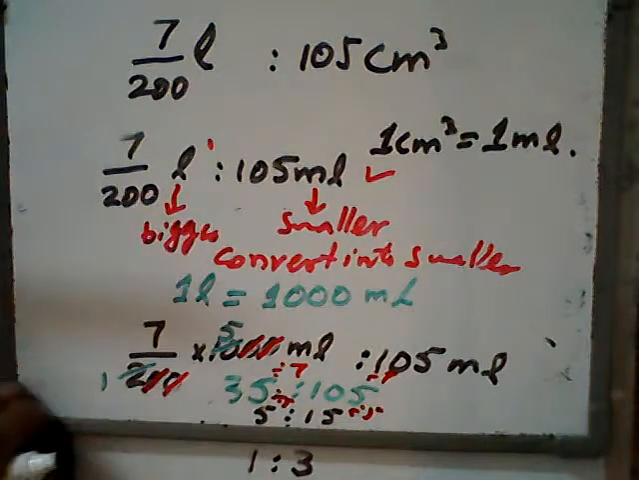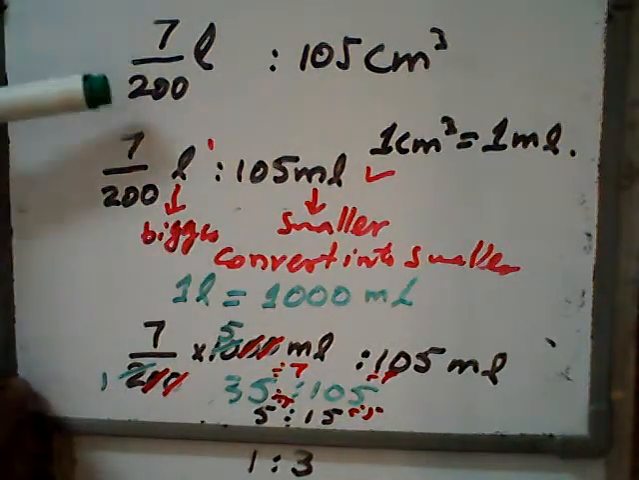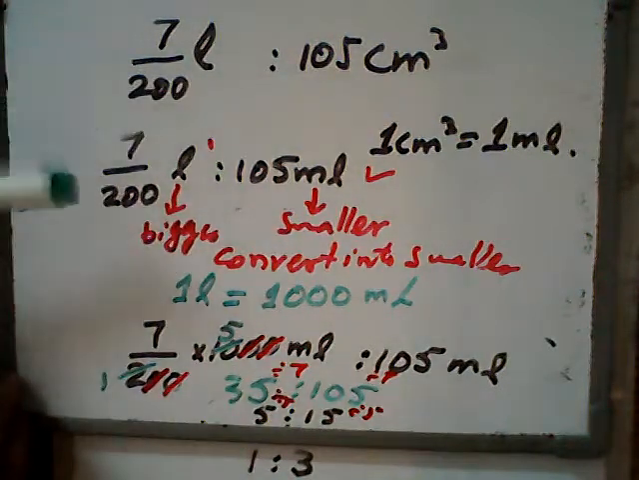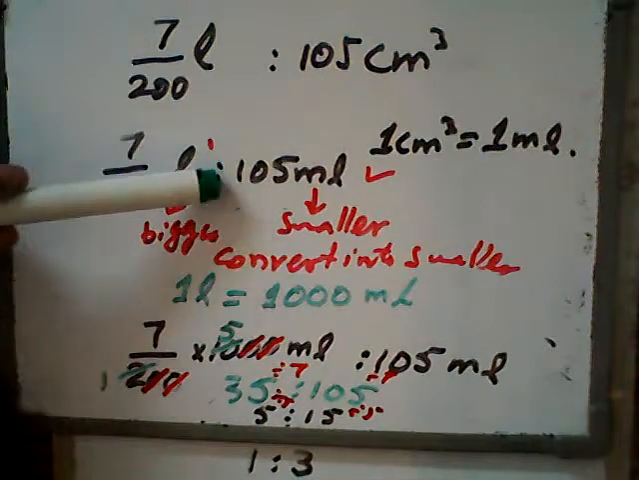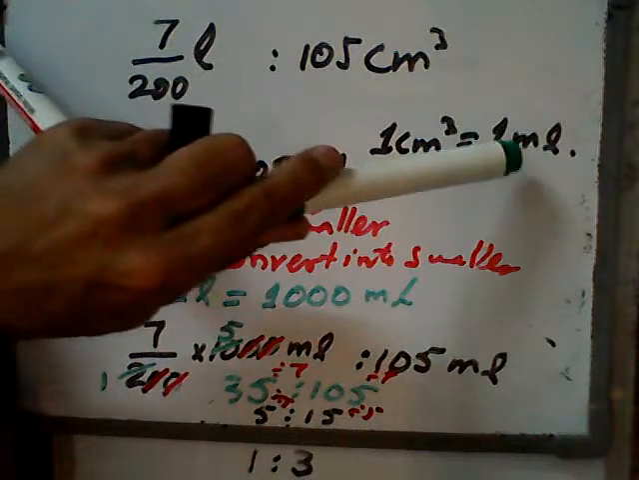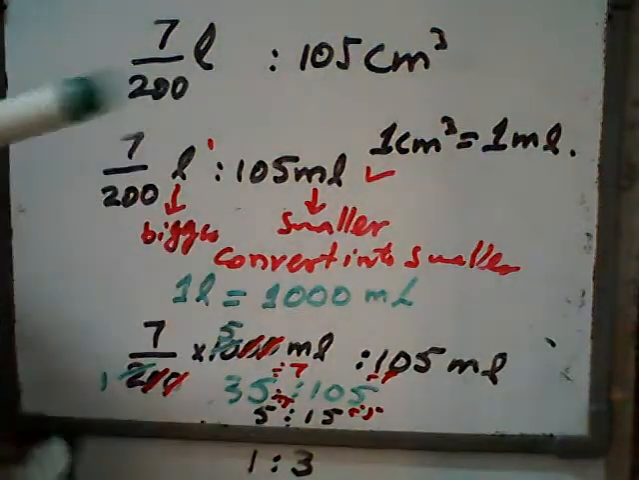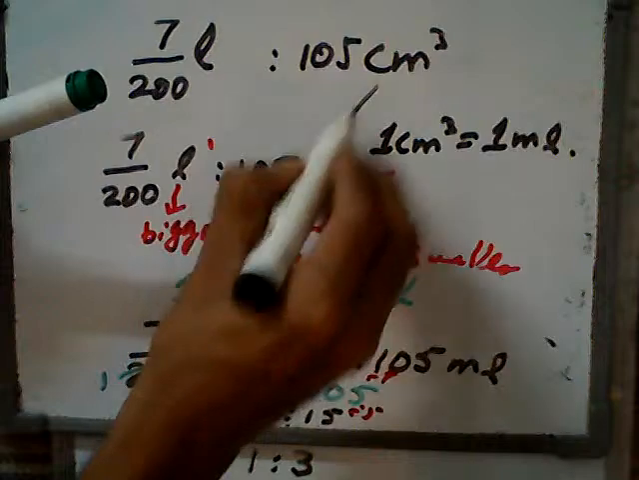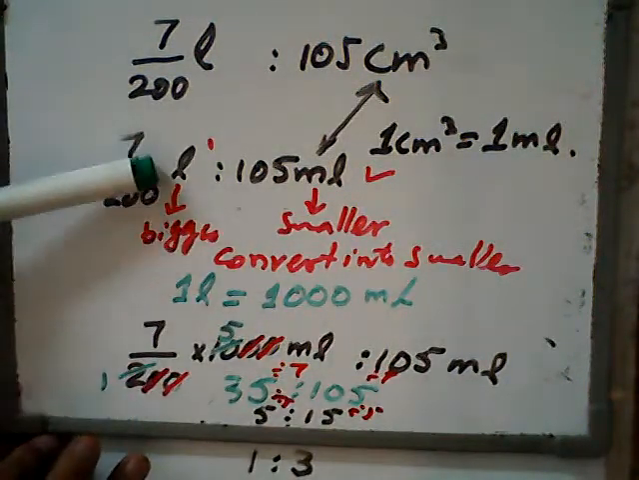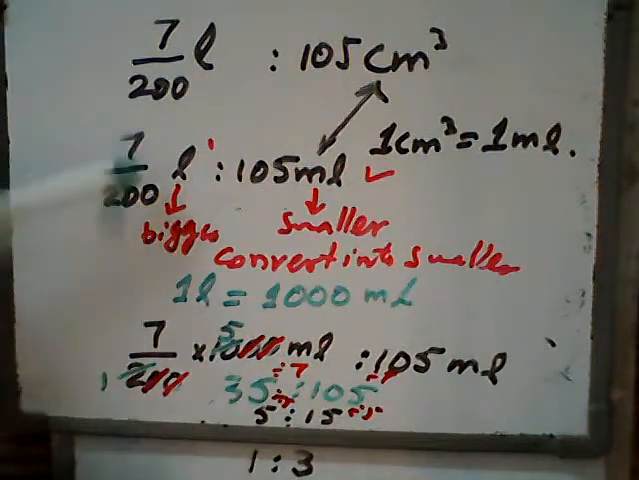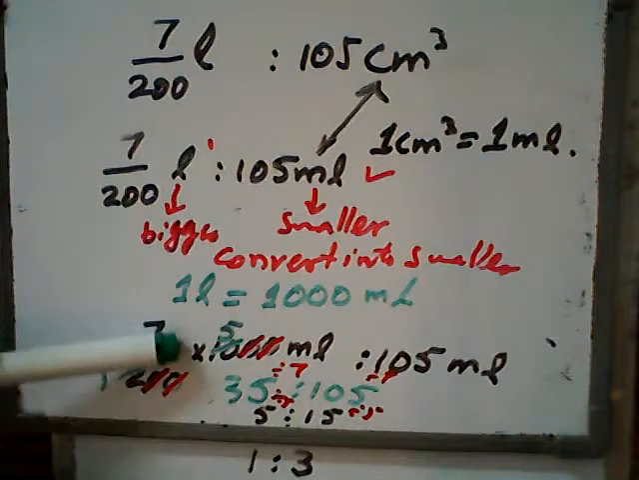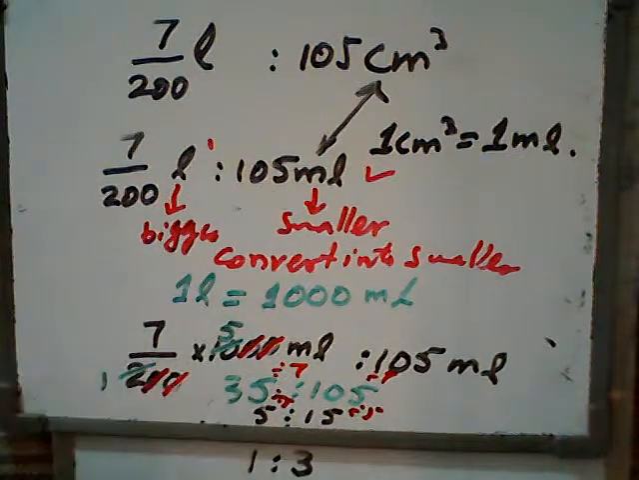So the conversion of 7 by 200 liter into ratio 0.105 centimeter cube could be written as 7 by 200 liter in ratio 105 milliliter, because centimeter cube is equal to milliliter. So that's why we have converted liter into milliliter. Now the units are not the same, so we converted bigger unit into smaller. In 1 liter there are 1000 milliliters, so we converted the liter into milliliter by multiplying by 1000.